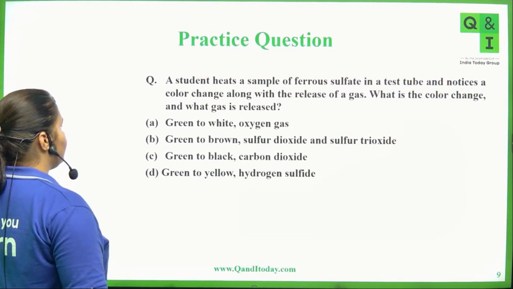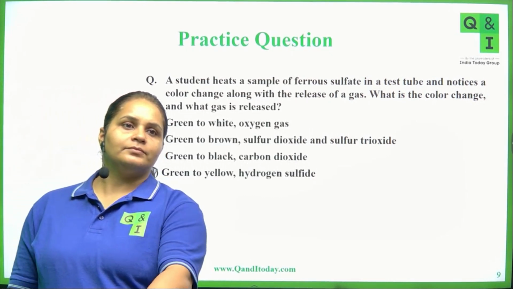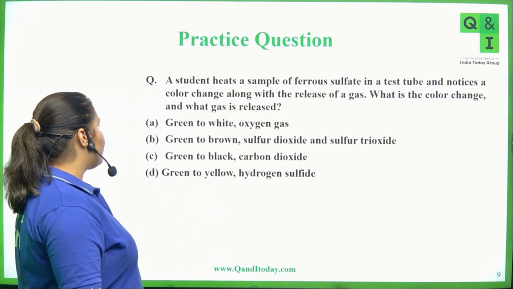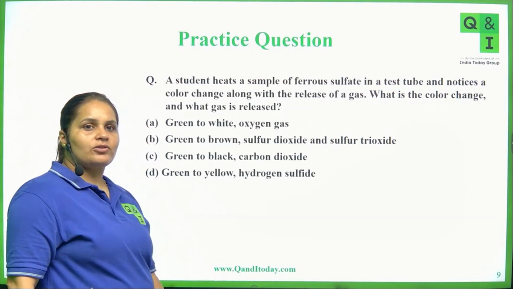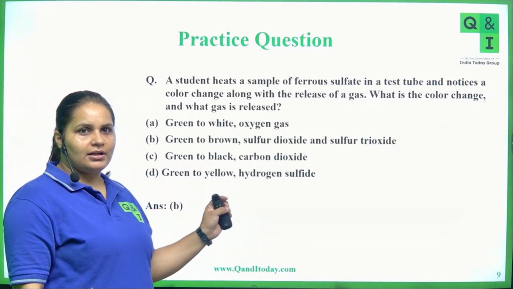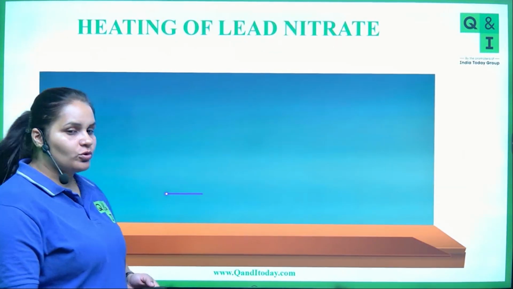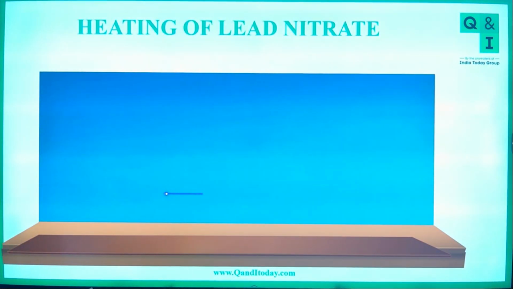What should be the answer? B means green to brown, sulfur dioxide, sulfur trioxide. Exactly. The right answer will be B here. We have just done it, right? Very good. Now coming to the next example, the third example for thermal decomposition. I am picking all the examples given in NCERT which are supposed to be asked in your exam.